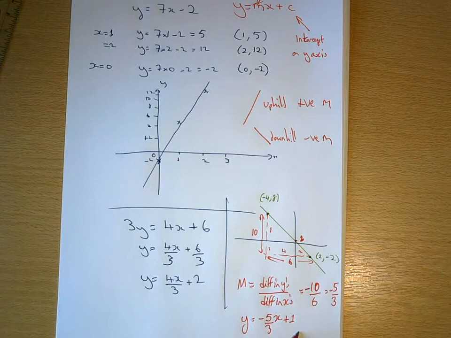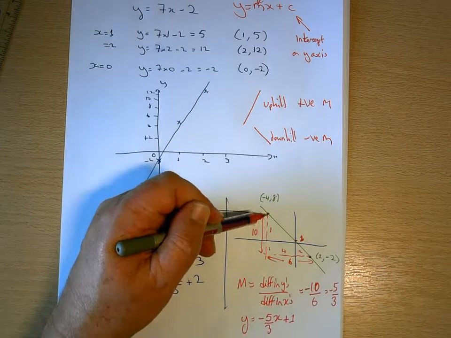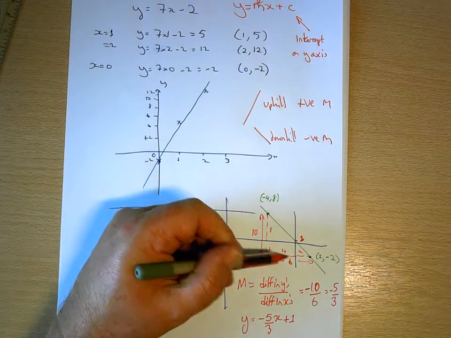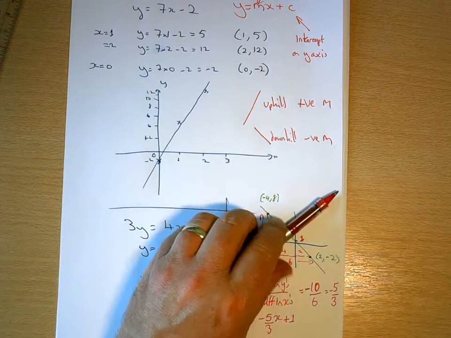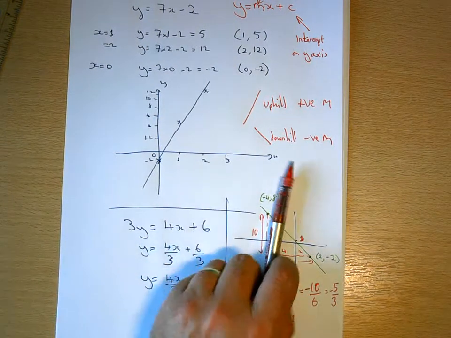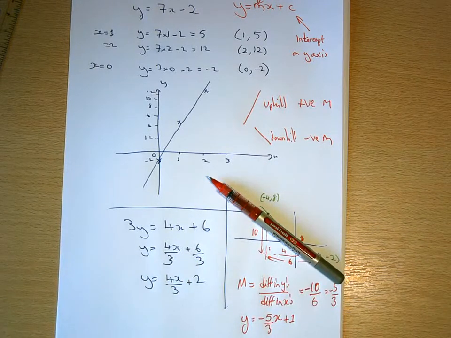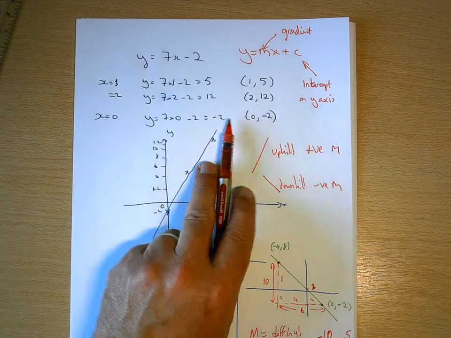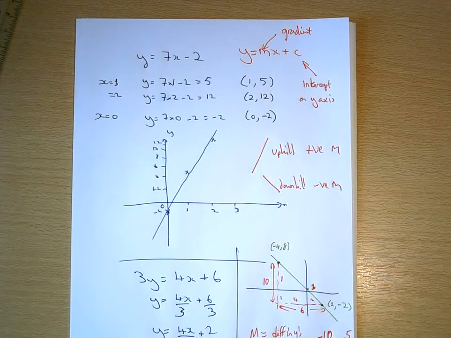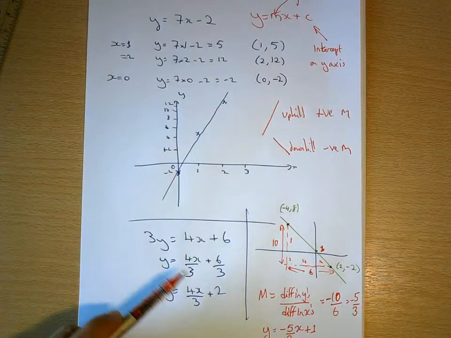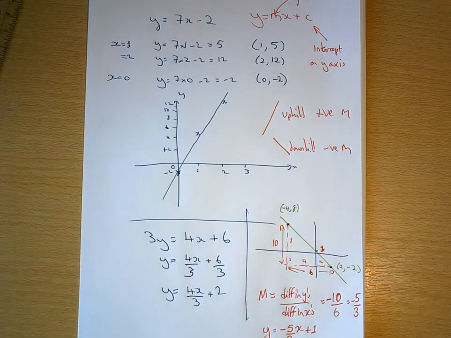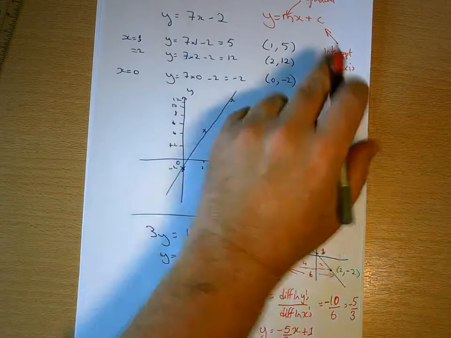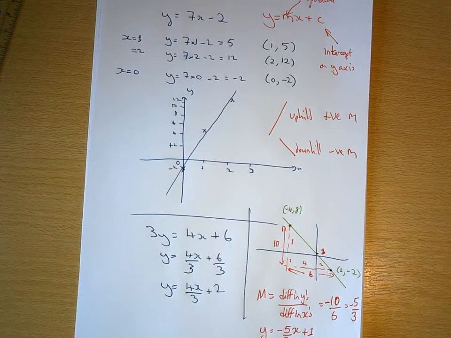So we can calculate a gradient from a line, so long as we know some coordinates on it, by working out the distance, the change in the y coordinates, and the change in the x coordinates. Positive if it's going in the direction of my pen, uphill. Negative if it's going in the direction of my pen, downhill. We can plot an equation of a line by substituting in coordinate values, and we can rearrange an equation of a line in order to, excuse me, get it in the form y equals mx plus c.